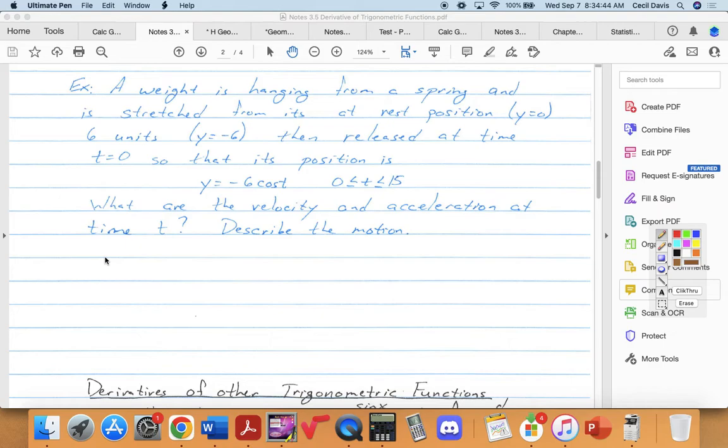All right, so let's start by finding the velocity and the acceleration. So v of t, so I'll keep the negative 6 times the derivative of cosine of t, which is negative sine t. So this is 6 sine of t. And the acceleration will be the derivative of that. The derivative of 6 sine of t will be 6 cosine of t.